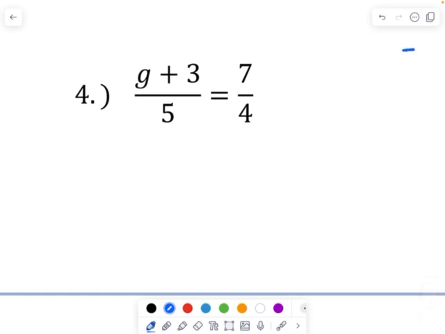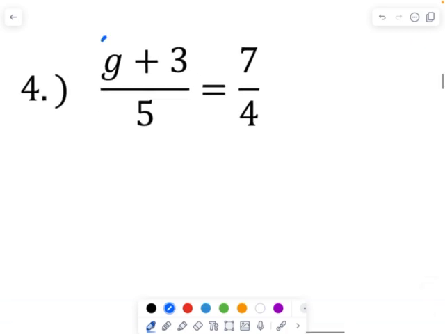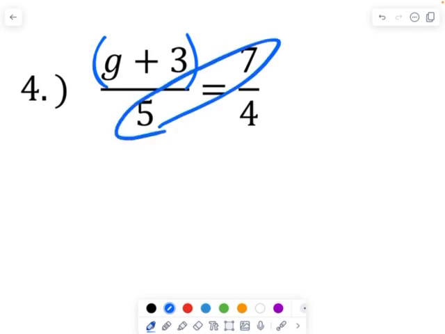Now we're going to take a look and see, well, this proportion looks slightly different because I have the expression g plus 3 in the numerator. We're going to use the same idea of cross multiplication. I'll start with 7 times 5 because that's a little easier. And I know 7 times 5 is 35.